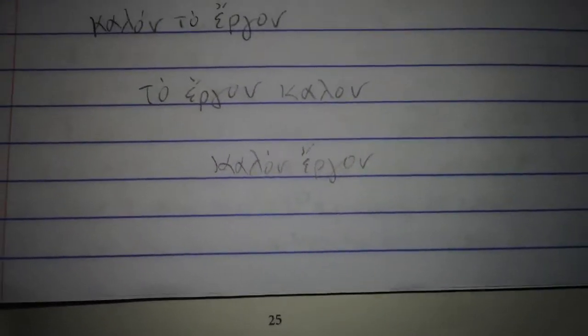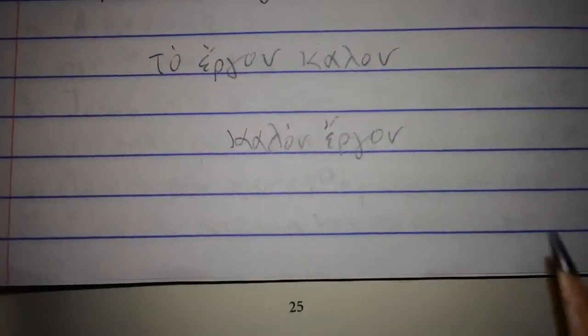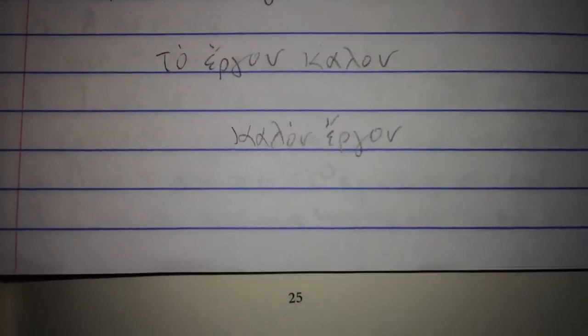The easiest way to distinguish between the attributive and the predicate adjectives is whether or not there's a definite article before the adjective. If there is, it's usually attributive. If it's not, then it's predicate. Sometimes there's no article at all, including with the noun. In those cases, it's all about the context that's going to help us determine whether it's attributive or predicate. For example, kalon ergon can either mean a good deed or a deed is good, depending on the context.